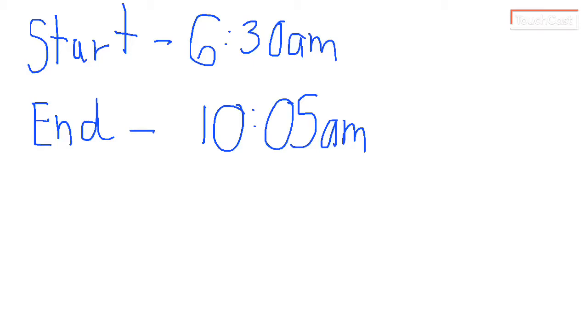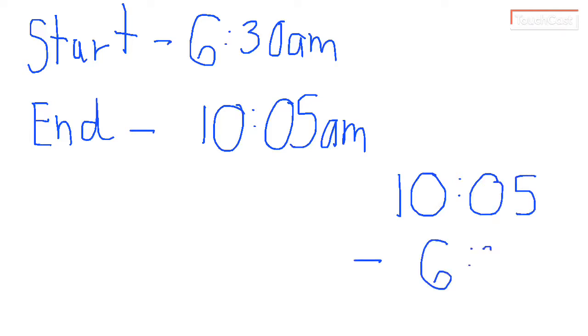So what if we don't know how much time has gone by? We know the start time, we know the end time. Well, that means we have to do a subtraction problem. We know the end is 10:05, and we're going to subtract the start of 6:30.